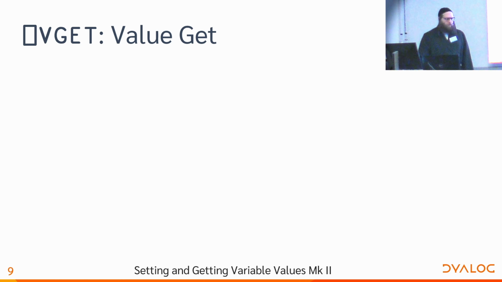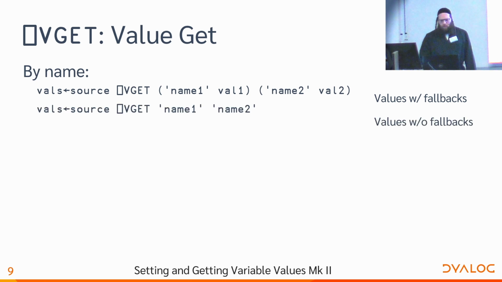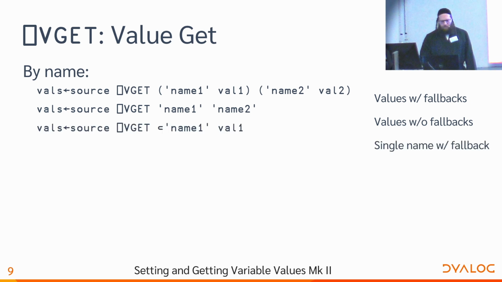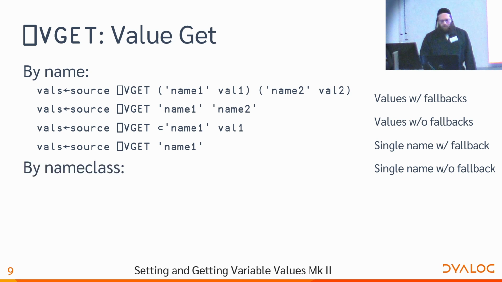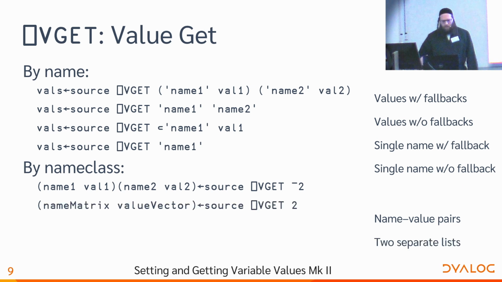And the same when we want to get values, then we can have name value pairs, and we can specify a value that we want to return if we can't find an actual value, and we don't need to. If we want an error, then that's fine, and we can get a single value, of course, and we can also want all the names that are in a namespace, and we can get them as a list of names and their values as well.